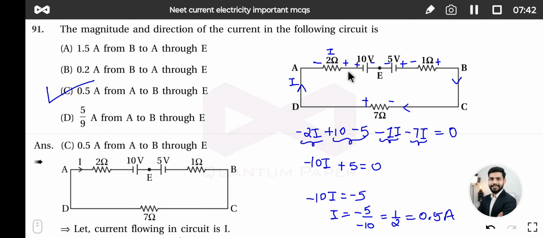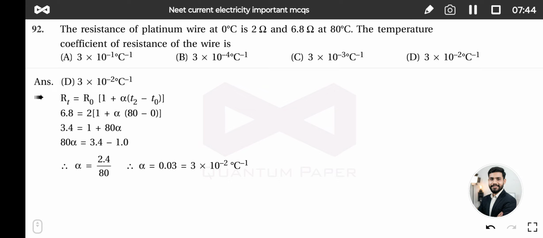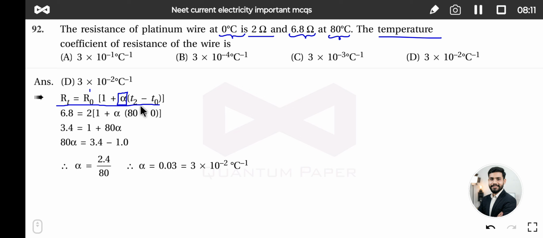Okay. Look at the next question. The resistance of a platinum wire at 0 degrees Celsius is 2 ohm and 6.8 ohm at 80 degrees Celsius. The question is to find the temperature coefficient of the resistance. So we have the formula: resistance at final temperature is equal to initial resistance times bracket 1 plus alpha. So this alpha is nothing but the temperature coefficient. So we have to find out that alpha.